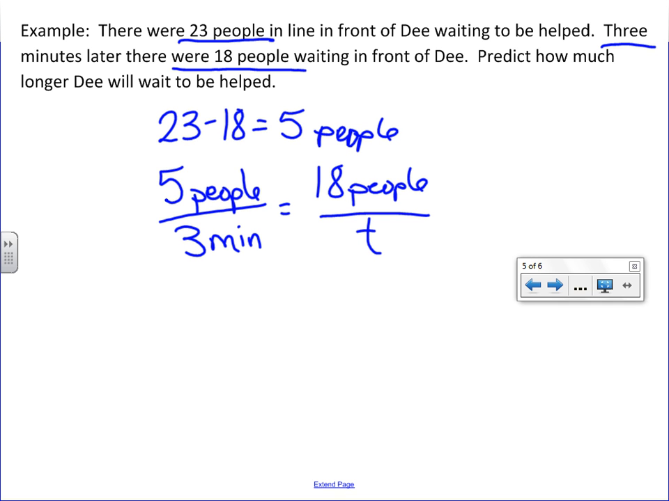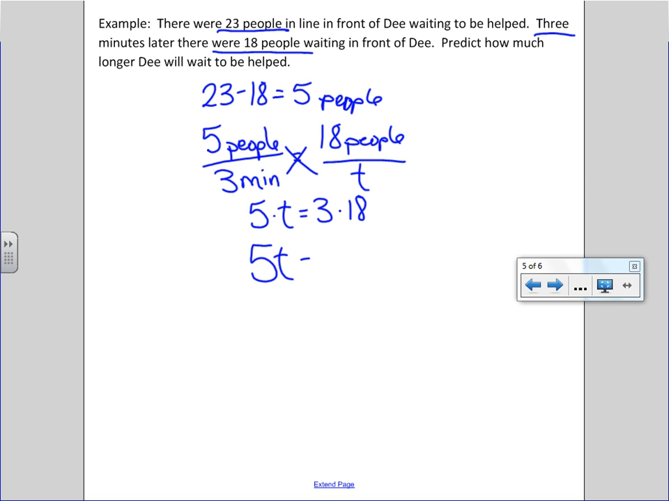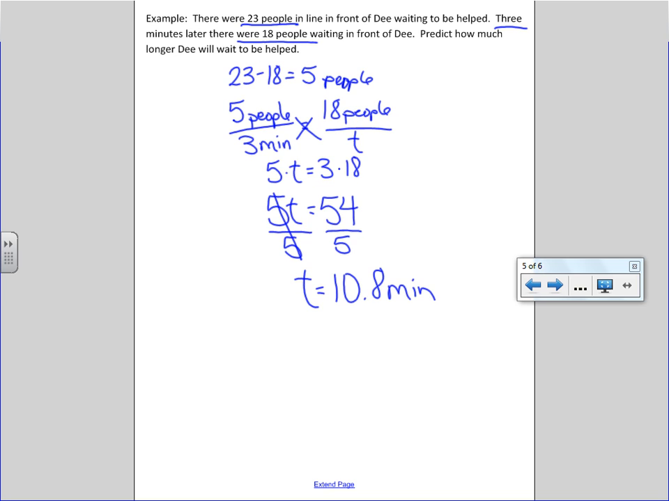Thank you. Alright, so once again we have a proportion. To solve a proportion we do the cross product. So I have 5 times t equals 3 times 18. 5 times t gives me 5t. 3 times 18 gives me 54. To get t by itself, we need to divide by 5, and what we do to one side, we must do to the other. 5's will cancel. I'm left with t equals 10.8 minutes. So if I were going to predict how long it was going to take, I would say the time would approximately be 11 minutes.